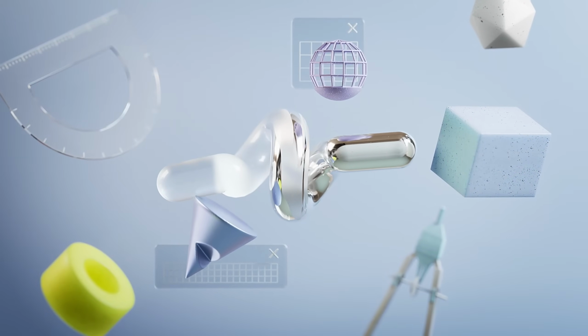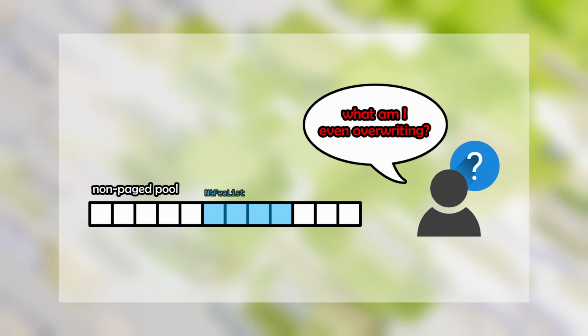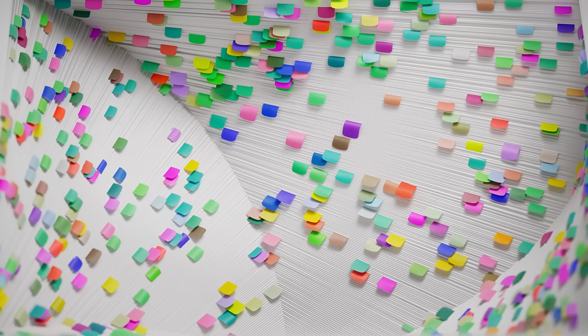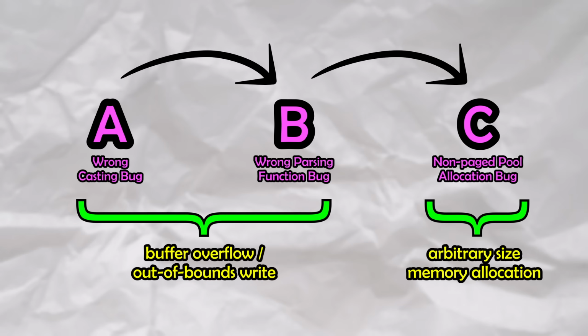As discussed in the first video, being able to trigger a buffer overflow is one thing, but using one as the sole exploit to achieve a meaningful outcome for the attacker, such as executing arbitrary code, is an entirely different story. To understand the full extent of EternalBlue, we'll first need to understand the last remaining bug, which enables the attacker to allocate a chunk of memory of arbitrary size in the non-paged pool. On its own, this may not seem that helpful.